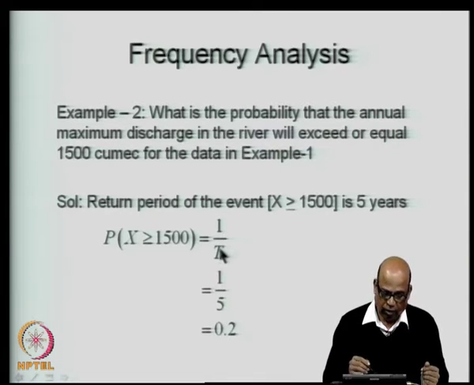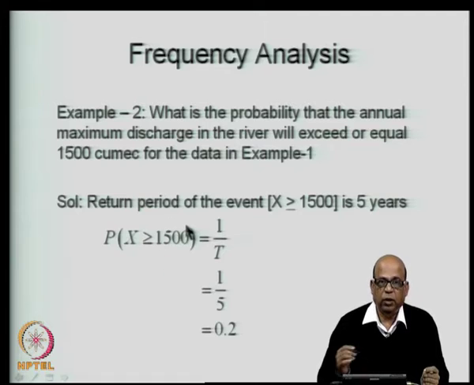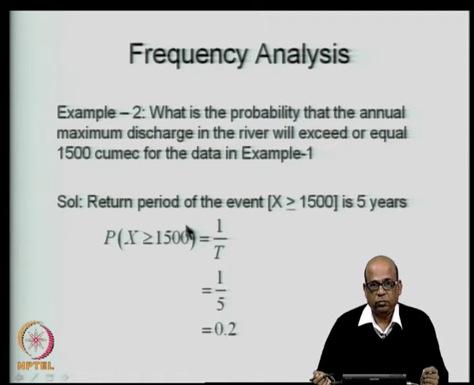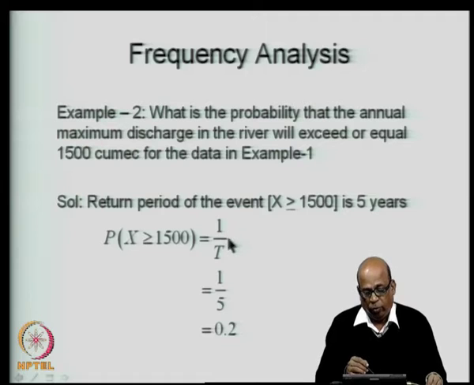Let us say our return period is 40, then obviously this 1500 will be different. As the return period increases, your magnitude also will increase. That is, a 40-year flood will be greater than a 5-year flood, a 100-year flood will be greater than a 40-year flood, and so on. So, this 1500 we had written as x_T, which is associated with the return period T. So, from the return period you can obtain the probability.